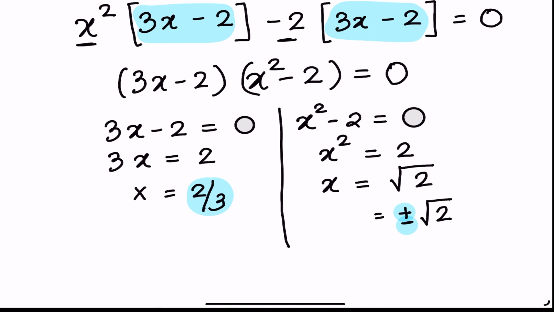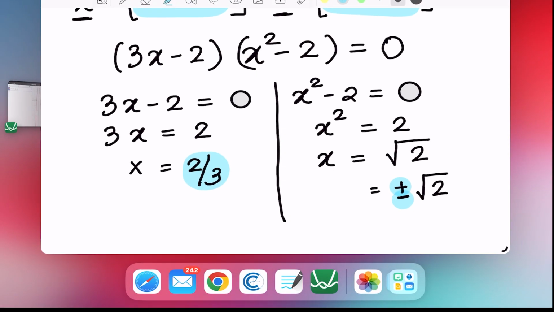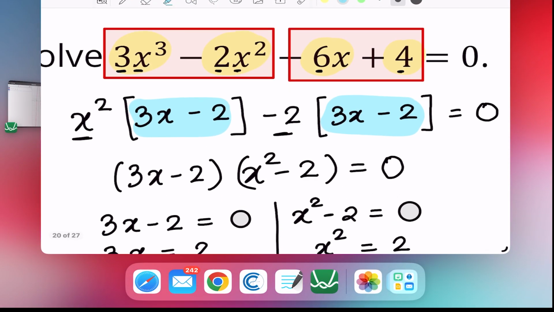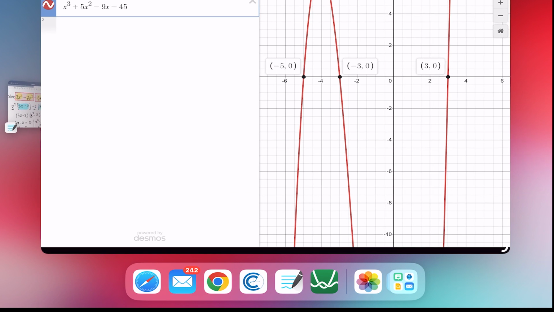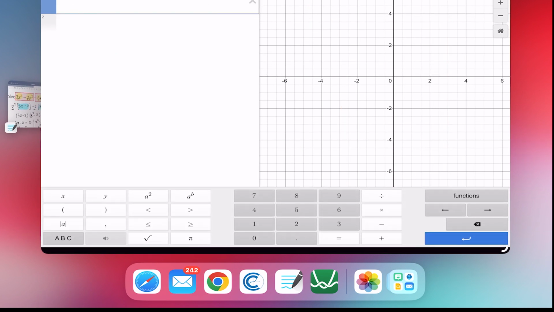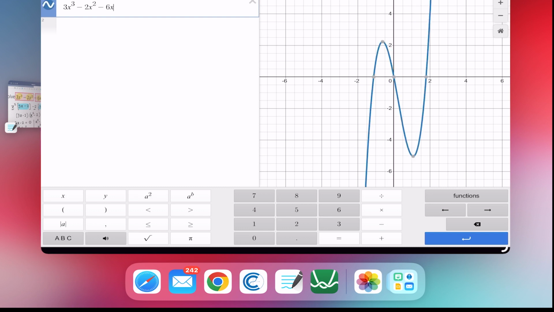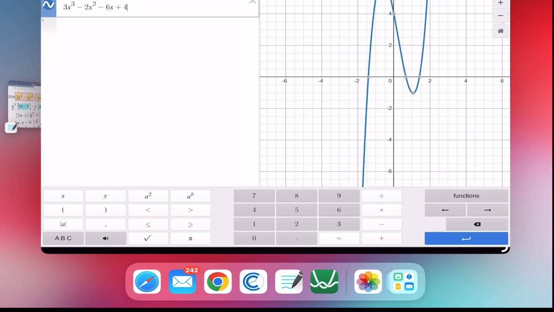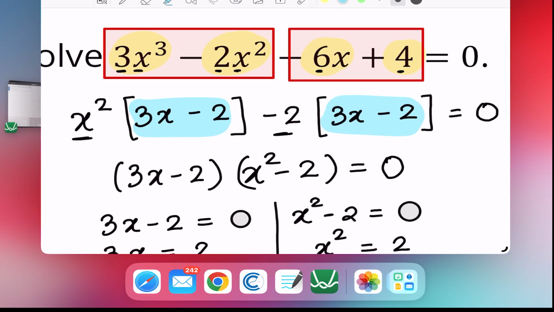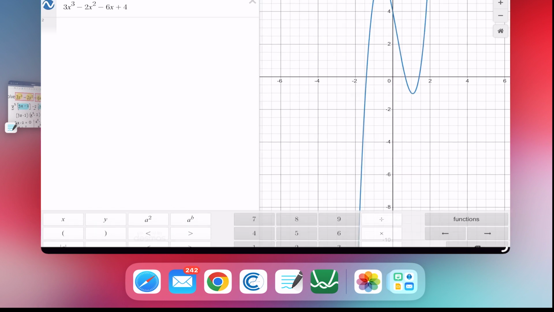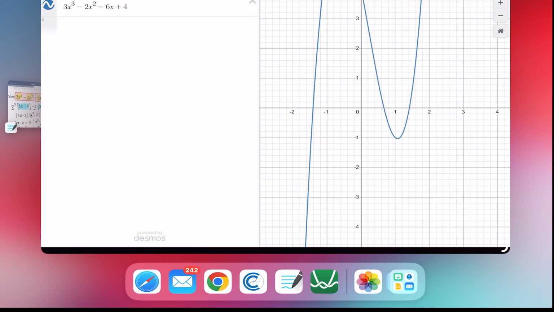Radical 2 is 1.42, I don't know after that, so let's go ahead and take a look. But let me see, what is this? 3x cubed, okay. This is 3x cubed minus 2x squared minus 6x. I think it's plus 4. Yeah, plus 4. And now see what you have.